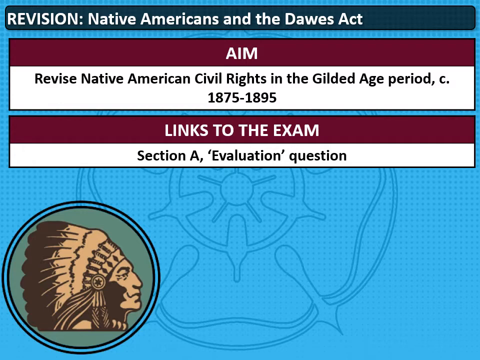This will help you primarily with Section A of your exam, which is the evaluation question, because the Gilded Age is one of those periods of time that you could be asked about, and you would have to judge which of the two passages you're given is most convincing about that particular topic for this particular time.